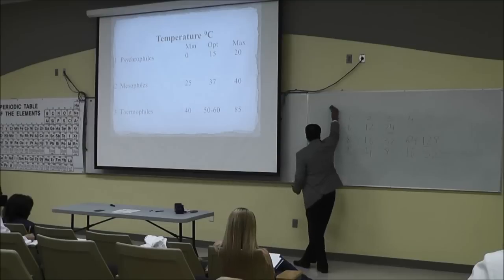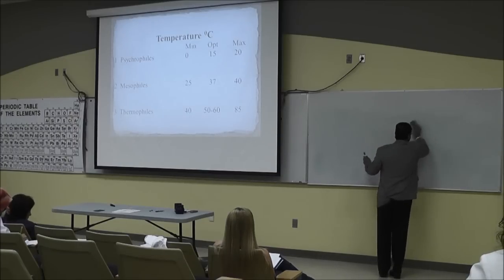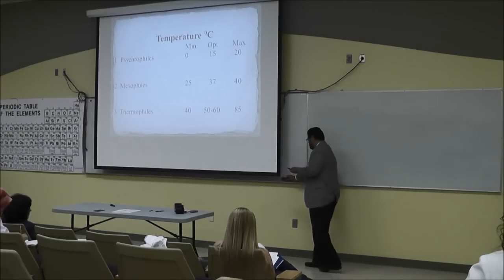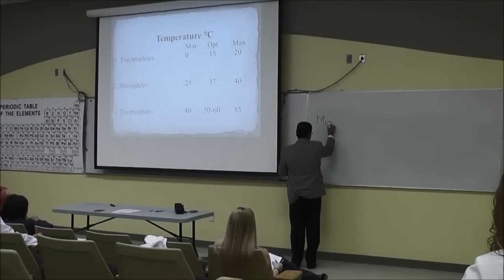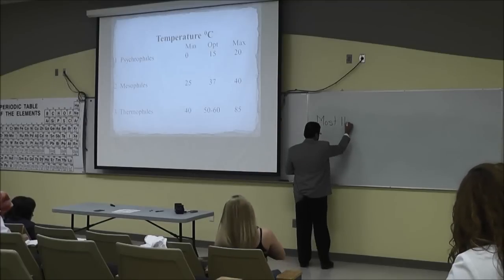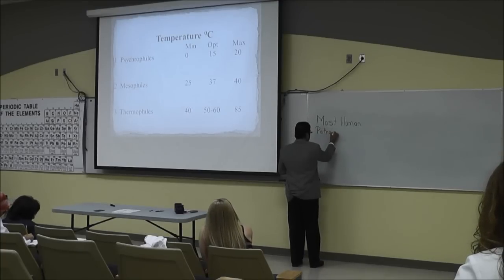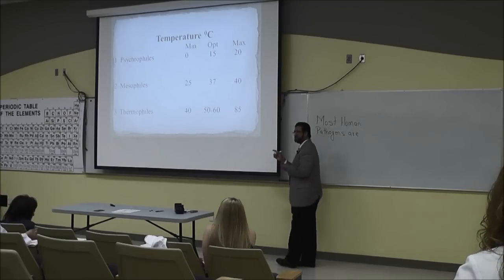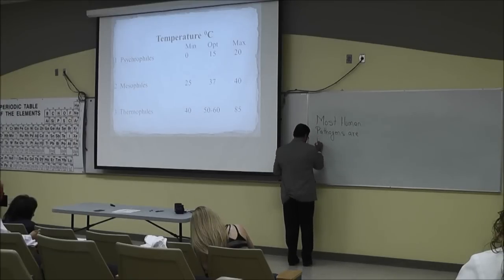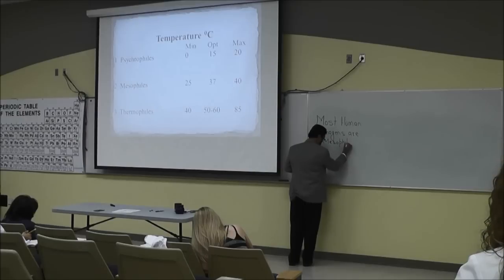In your notebook, if you please, designate a small place where you will write down five terminologies. Put the title: most human pathogens are, and on the basis of temperature, the first term that you will put under that is mesophiles.